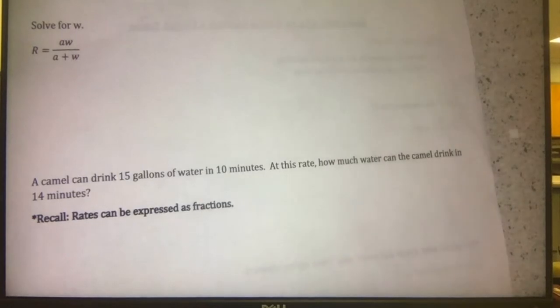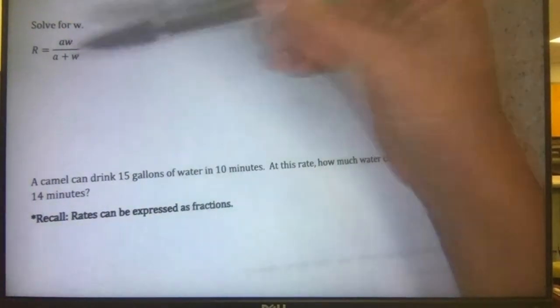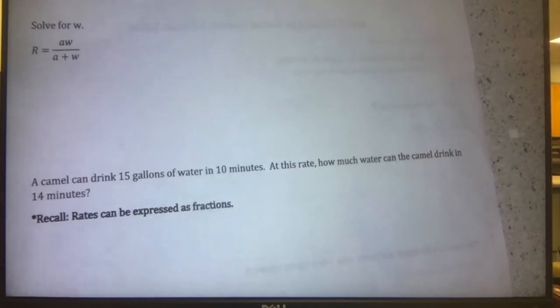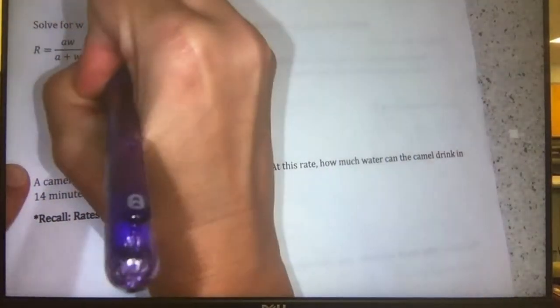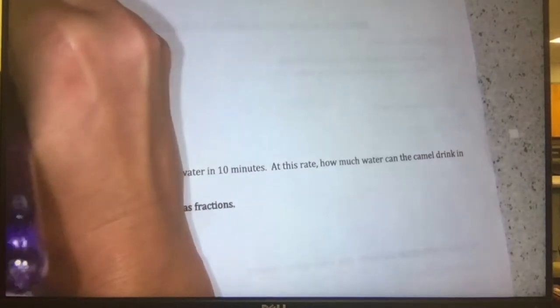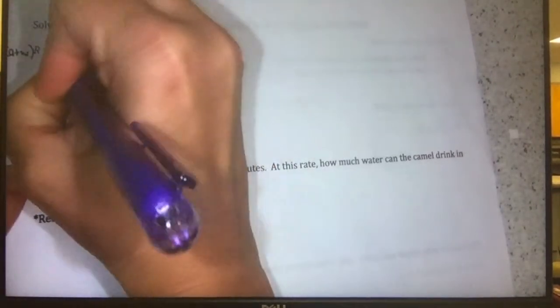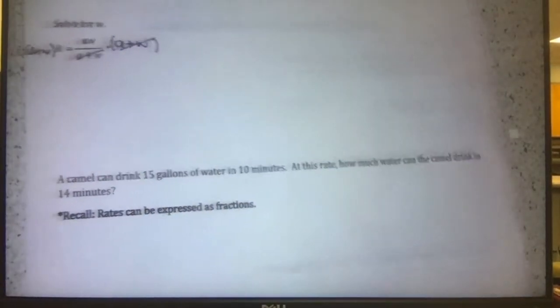So this problem says solve for W. We have R equals AW all over A plus W. We want to get W by itself, and I see we have two W's up here. The first thing I'm thinking though is there's fractions. Let's get rid of the fractions so we can start getting the W's together. If this is dividing by A plus W, to get rid of our fractions, we can multiply both sides by that A plus W. That way those A plus W's cancel out.